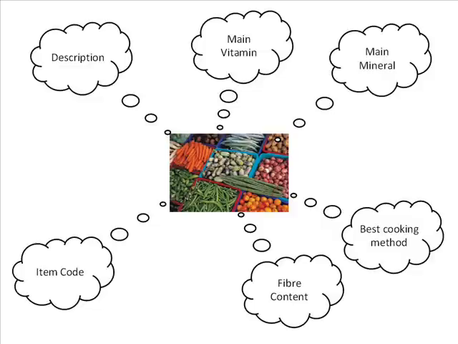Alternatively, we might be more interested in the nutritional value of vegetables, so we might want to store details about the vitamins and the minerals that it contains, perhaps the best cooking method or the fibre content. The choice of attributes would depend on the purpose of the database, particularly the reports you might want to run against it. In a real-world scenario, this information would come from the client who's actually commissioned the database.